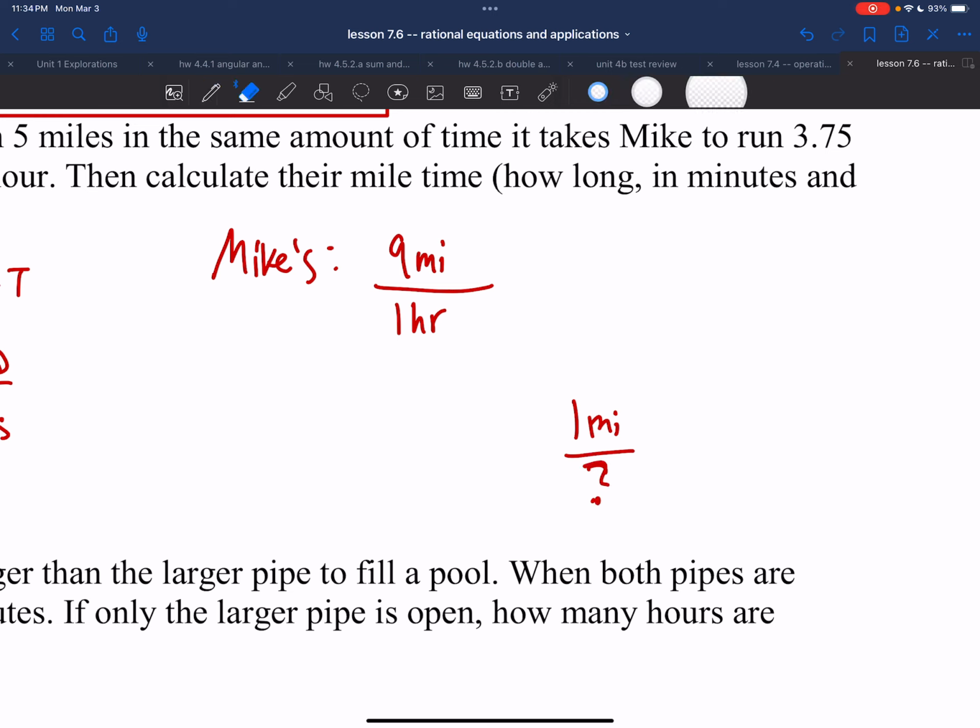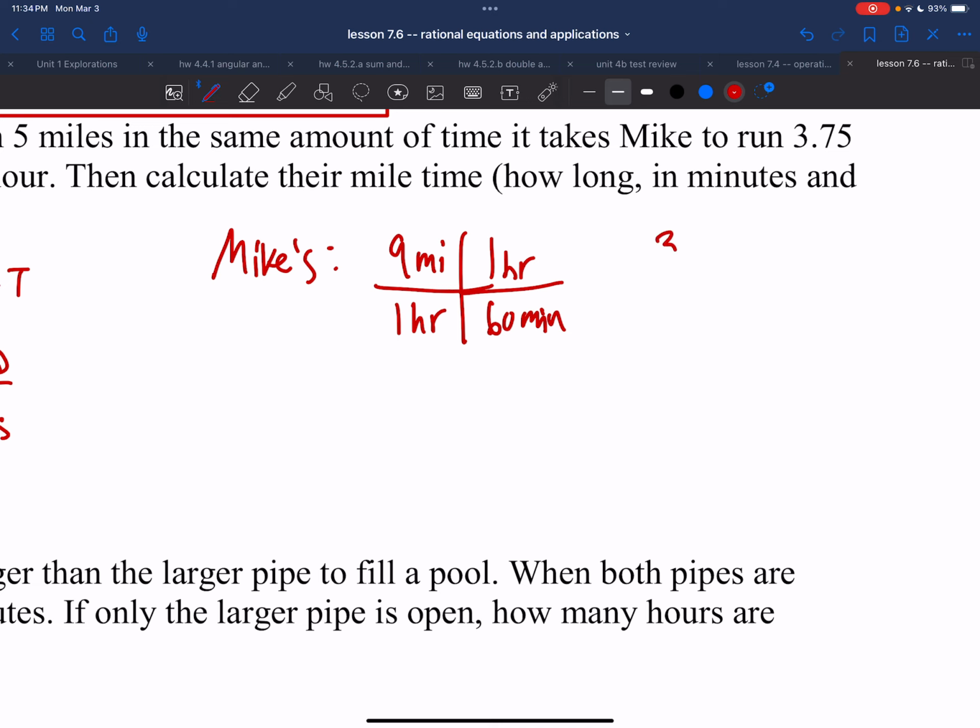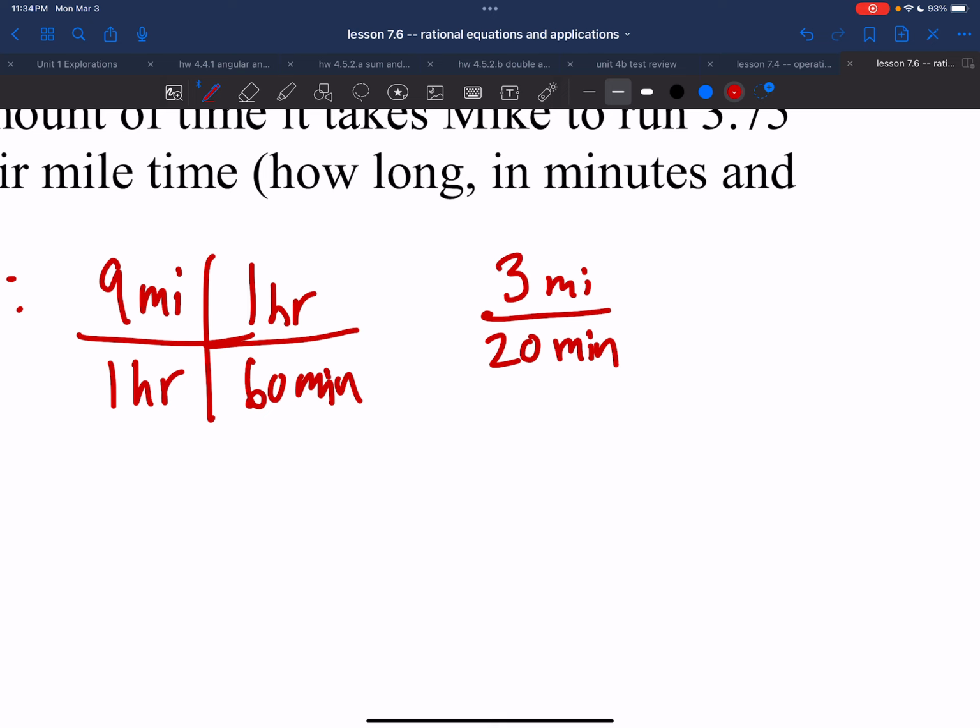So usually mile time's given in minutes because you don't really want to tell if it takes you 2 hours to run a mile, you're probably not a track star, right? You're probably Mr. Spake if you are doing that. So 1 hour is worth 60 minutes, which means this ratio, 9 miles per 60 minutes, if you simplify that, if you divide both top and bottom by 3, you get 3 miles every 20 minutes. That's for Mike, right? So every 20 minutes, he's run 3 miles.